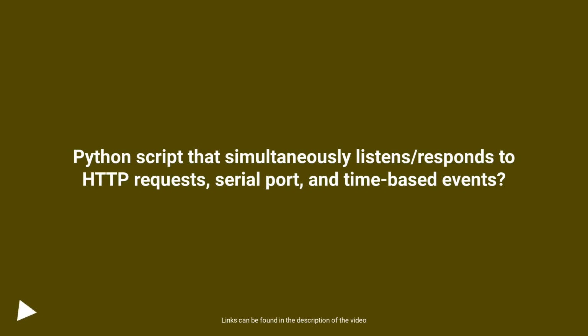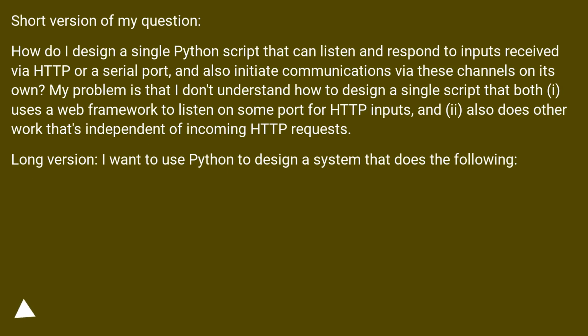Python script that simultaneously listens/responds to HTTP requests, serial port, and time-based events. Short version of my question. How do I design a single Python script that can listen and respond to inputs received via HTTP or a serial port, and also initiate communications via these channels on its own? My problem is that I don't understand how to design a single script that both 1) uses a web framework to listen on some port for HTTP inputs, and 2) also does other work that's independent of incoming HTTP requests.